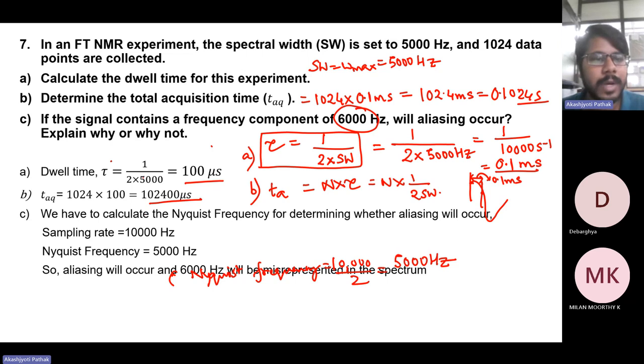And to understand whether aliasing will occur or not, we will calculate the Nyquist frequency. The maximum sampling rate is 10,000 hertz, so the Nyquist frequency would be 5,000 hertz. And so the aliasing will occur, because this 6,000 hertz is lying beyond this 5,000 hertz. Okay.